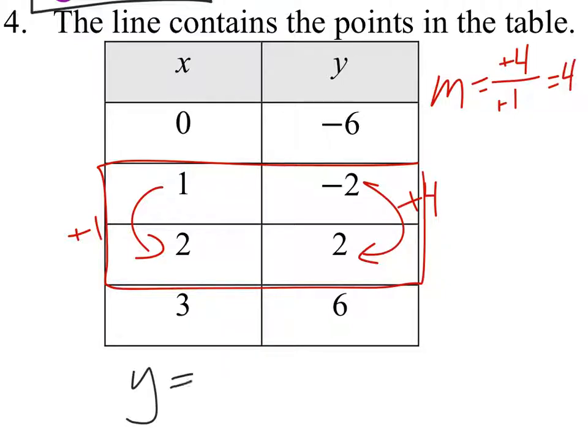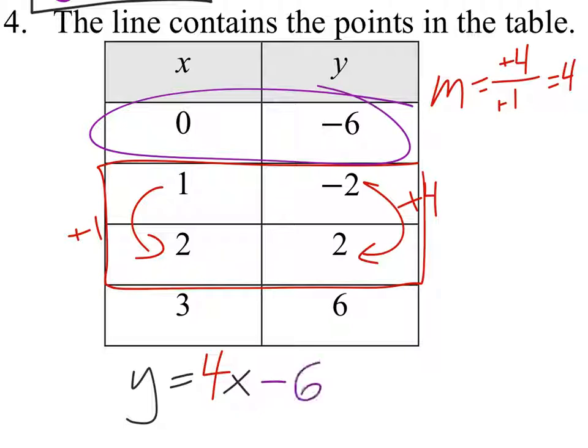So in the equation, we got y equals 4 times the x. And this one actually gave us the y-intercept right here. 0, -6. So the y-intercept is 0, -6. There we go.